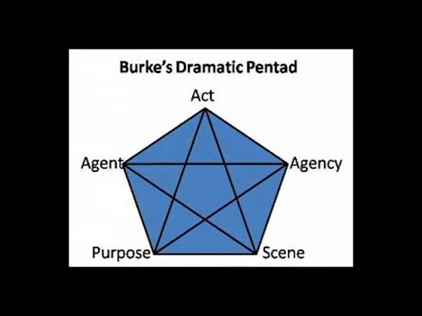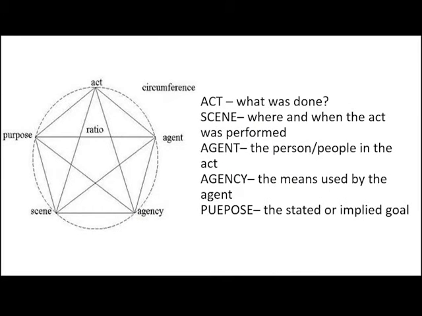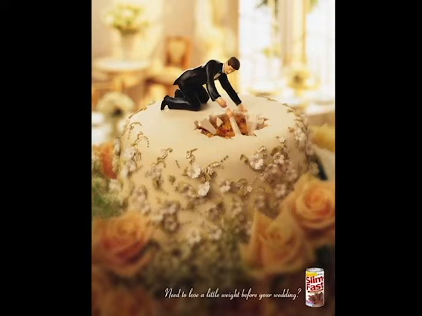The theory draws on the dramatistic pentad in order to analyze persuasive images. This list of 5 elements helps the viewer to consciously catalog what they are seeing. This list includes the act, what was done; the scene, where and when the act was performed; the agent, the person or people in the act; the agency, the means used by the agent; and the purpose, the stated or implied goal. For example, the Slim Fast ad.